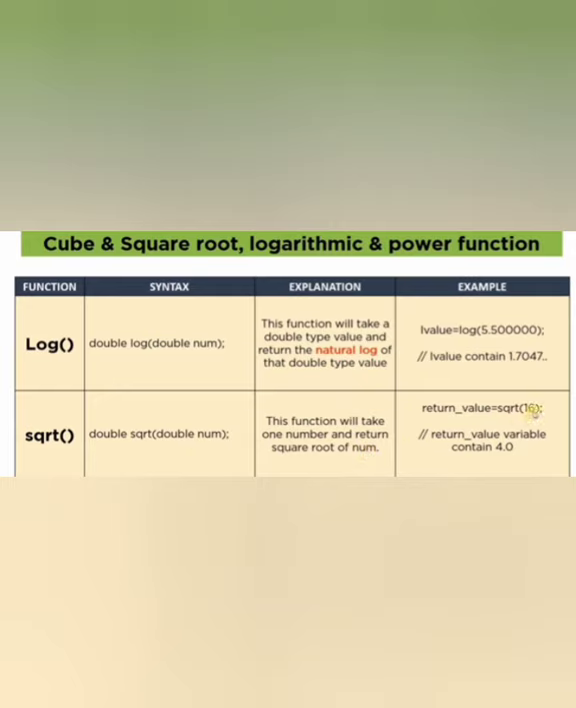And the next one is sqrt. sqrt is used to find out the square root of a number. Square root of a number.